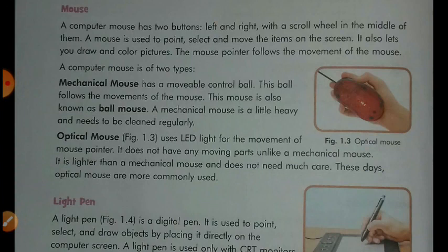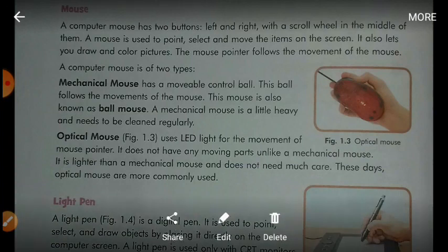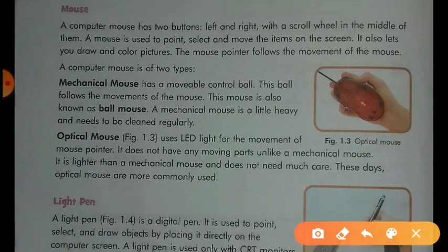Dear students, today I am going to explain the topic. The topic name is mouse. This is part of chapter 1. So, all of you open chapter 1 and the topic mouse.